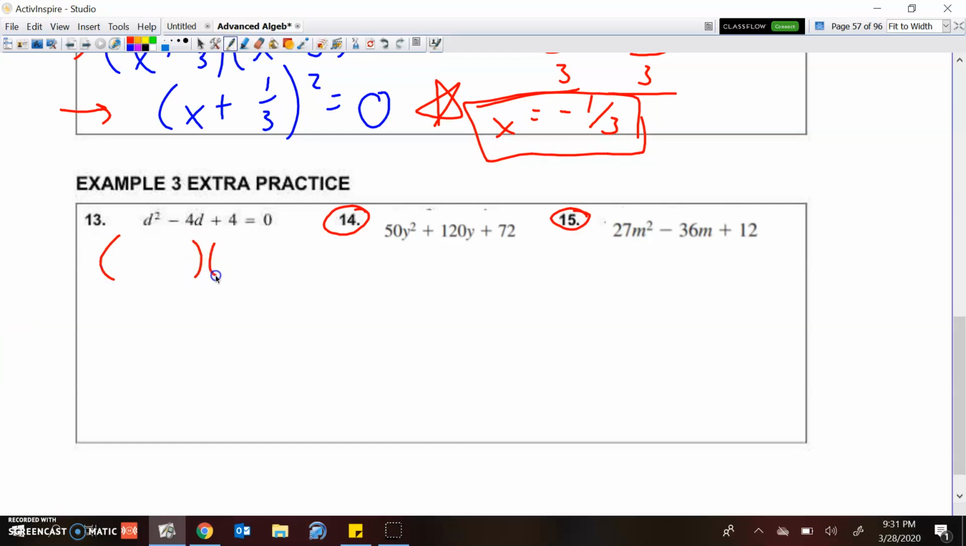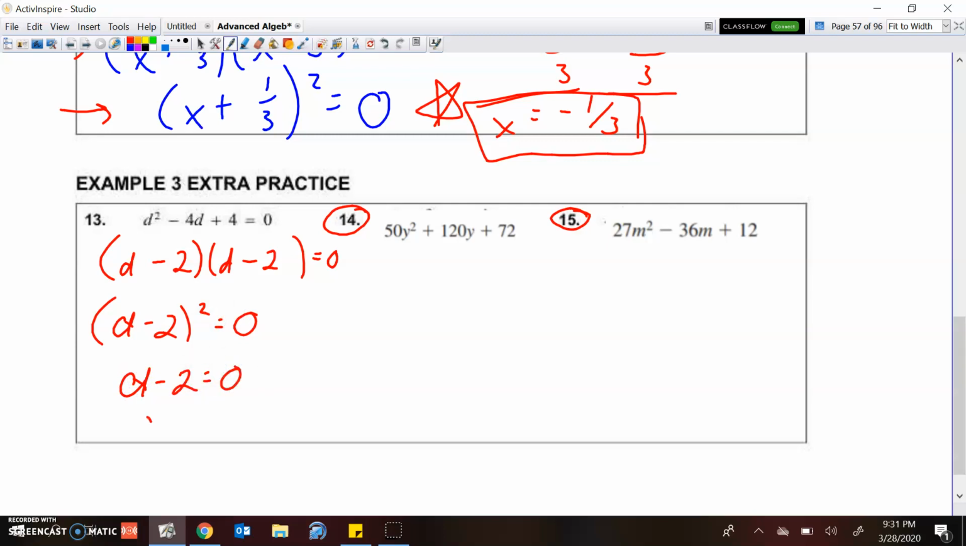Anyways, I'm going to factor this. This is a perfect square trinomial. I get d and d, 2 and 2. Both are subtraction, equals 0. So this is really (d minus 2) squared equals 0. I can set d minus 2 equal to 0. I add 2 to both sides, so d equals 2. Now notice I'm only doing it once because they're exactly the same, so I don't have to set both of them equal. When we get into graphing, we'll see what that means when that squared is there, what that means with our graph, okay?